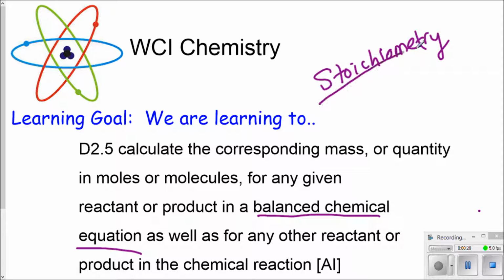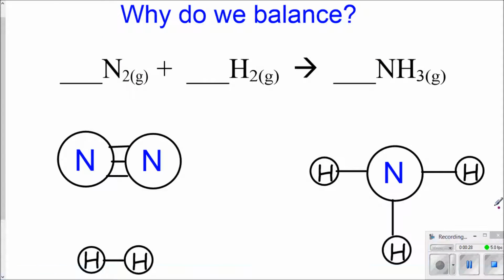So stoichiometry is going to use the mole, and we're going to convert between different things on the balanced chemical equation. Before we start stoichiometry, what we need to know is, why do we balance in the first place? Well, let's take a look at this equation. It's not balanced, and what it says is you have N2 plus H2 equals NH3, or ammonia. Now we can represent these with actual molecules, or just representations of molecules. I have N2 plus H2 equals NH3.